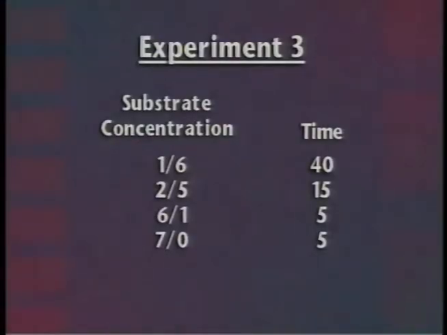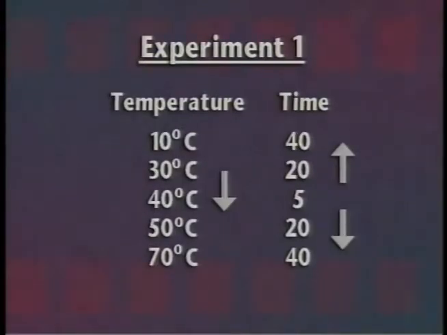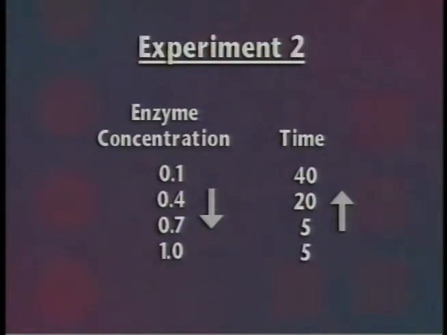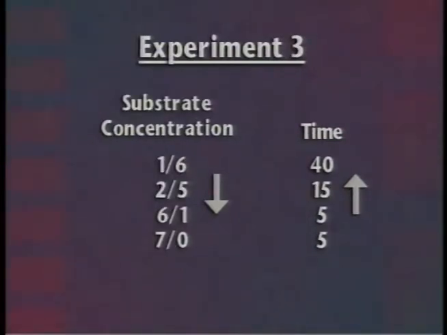There's a lot of technical information in this research summary problem. To make our task easier, let's look for patterns in each experiment. In experiment 1, I noticed that as temperature increases, the time decreases at first and then increases. In experiment 2, I noticed as enzyme concentration increases, time decreases. In fact, it levels off at 5 minutes. In experiment 3, I noticed as substrate concentration increases, time also decreases, once again leveling off at 5 minutes for the last two values. Let's try a problem.